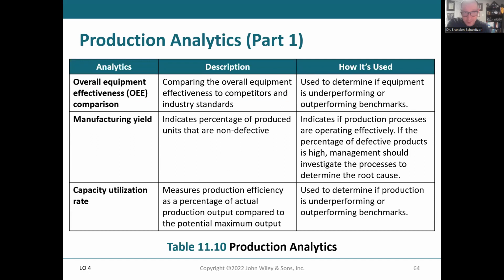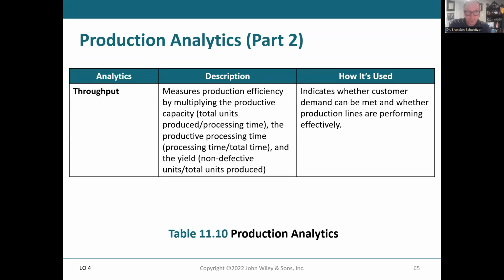What about the analytics? On the analytical side, we'll look at things like overall equipment effectiveness by comparison, manufacturing yield, how efficient we are based off of our processes, capacity utilization rate, what's the optimal output, and of course the throughput, which measures the production efficiency.